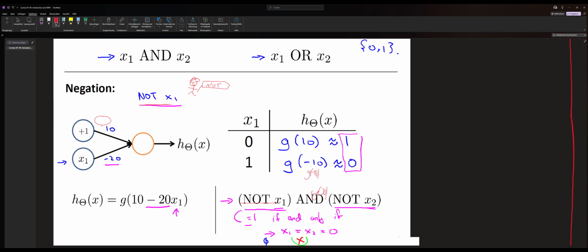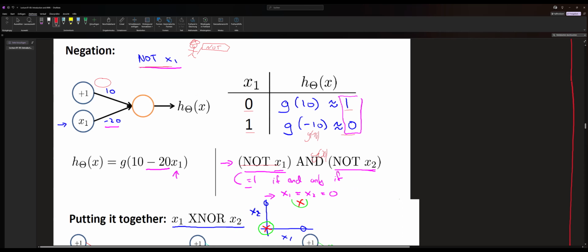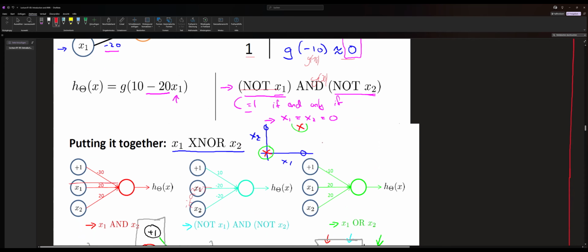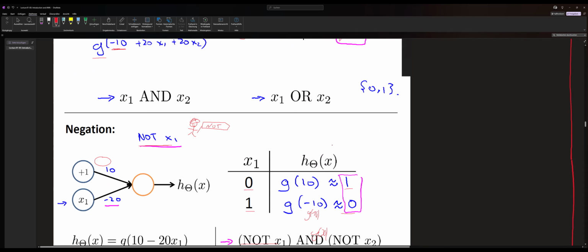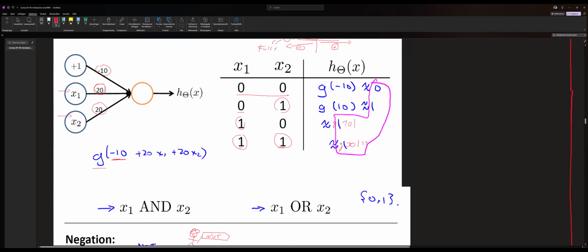So we offset the plus 10 with minus 20, get minus 10 and it's 0. So that when it's 0, it's 1, and when it's 1, it's 0. Pretty easy, I guess, right? So, and now we need to put it together, right?